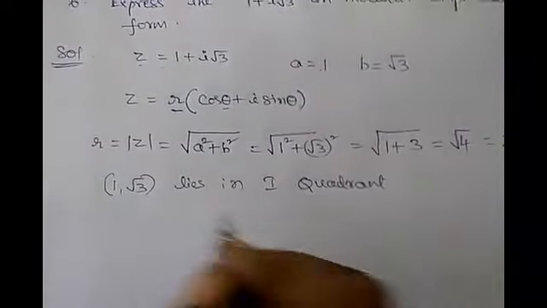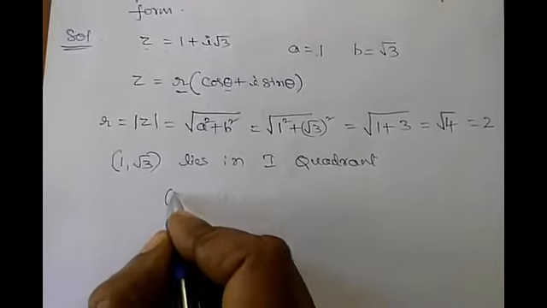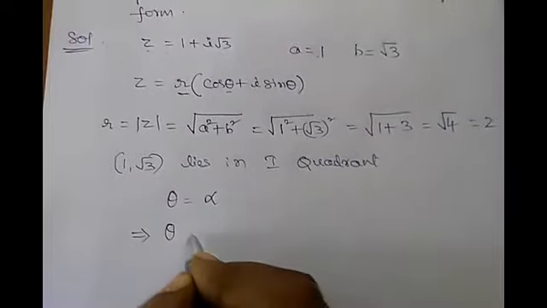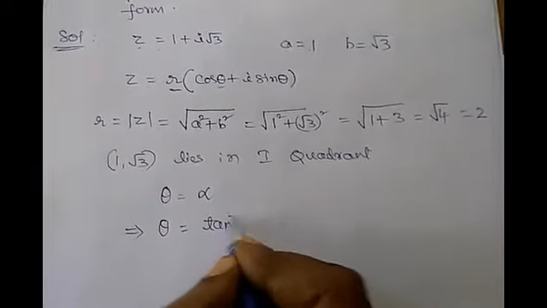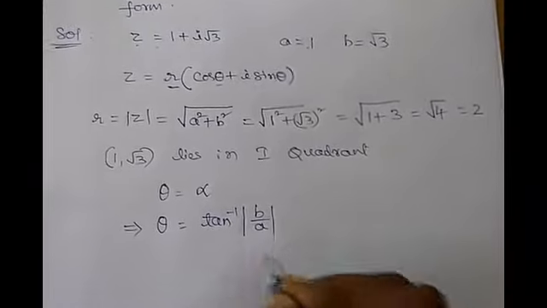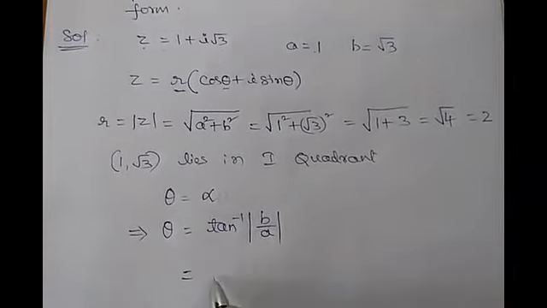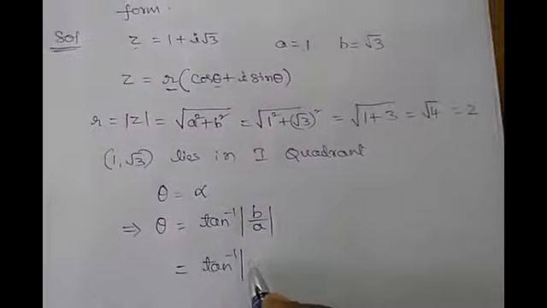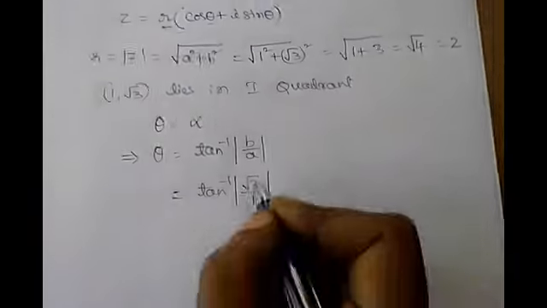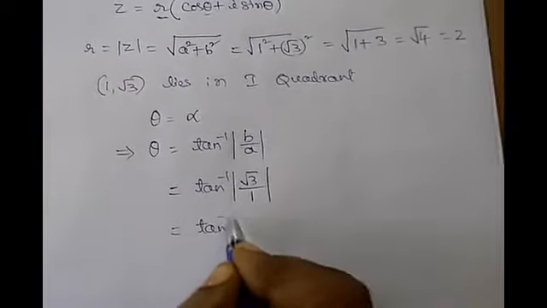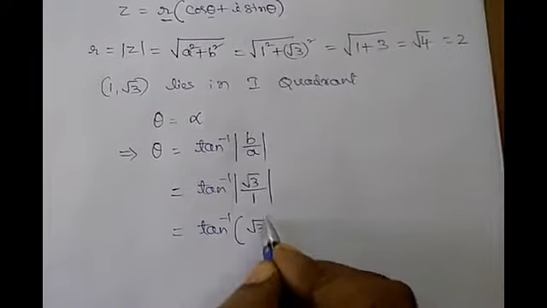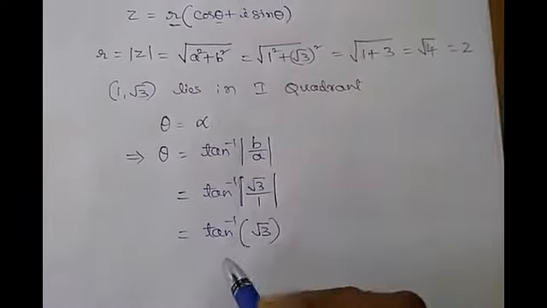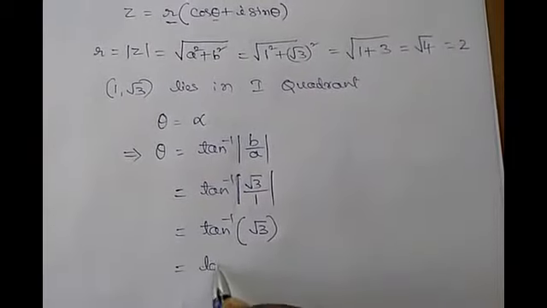So what is the theta value in the first quadrant? Theta equal to alpha. What is alpha? Tan inverse of modulus B by A, that equals tan inverse of B by A. B is root 3 divided by 1, so that is equal to tan inverse of root 3. Here there is no negative value, so you can remove the modulus. Tan inverse of root 3.